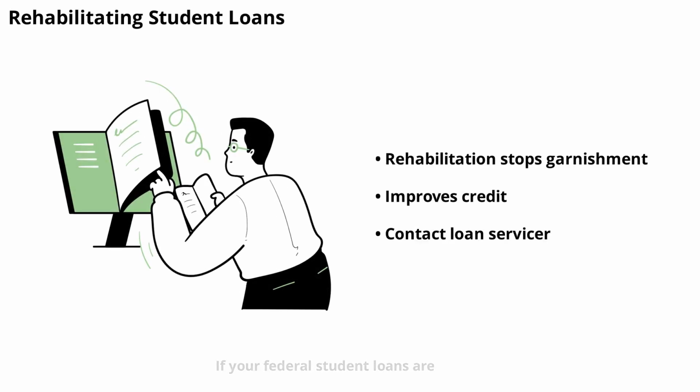If your federal student loans are in default and subject to garnishment, you may be able to rehabilitate them. Loan rehabilitation involves making a series of agreed-upon payments to bring your loans back into good standing. Once rehabilitation is complete, garnishment stops and your credit may improve. Contact your loan servicer to learn about eligibility and start the process.